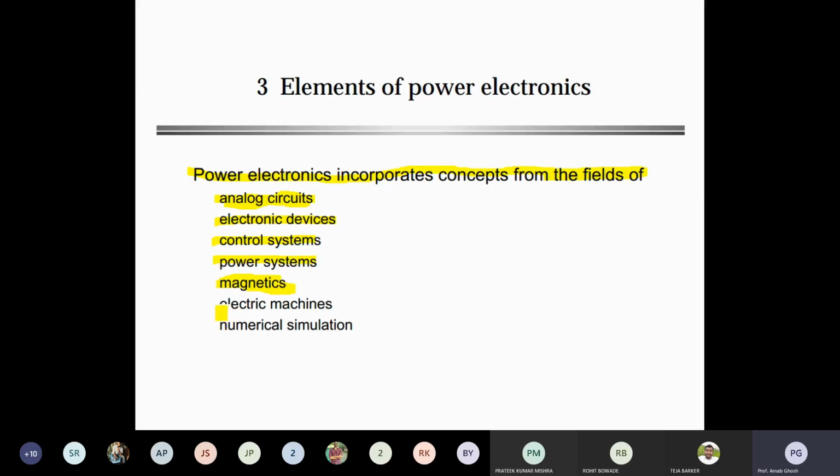Then electric machines, for the drives you are using electric machines. Numerical simulation. All of this is relatively real-time application, but you have to do numerical calculations first, otherwise you will not understand whether your system is mathematically working or not. If it is working in your simulation, then you can go for the experimental purpose. If it does not satisfy your simulation on the computational platform, you will not be able to go for the hardware experiment.